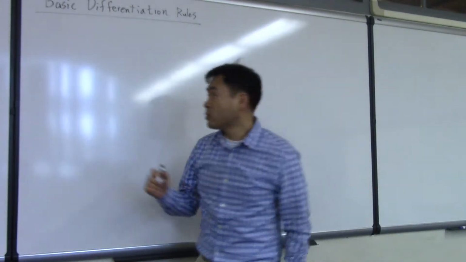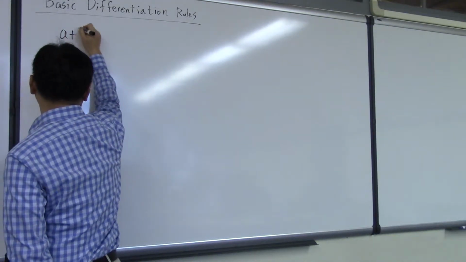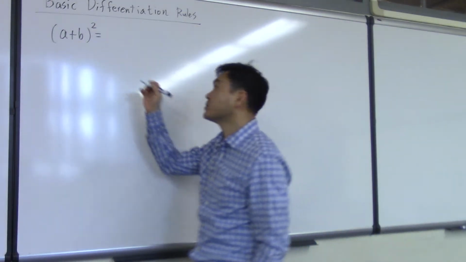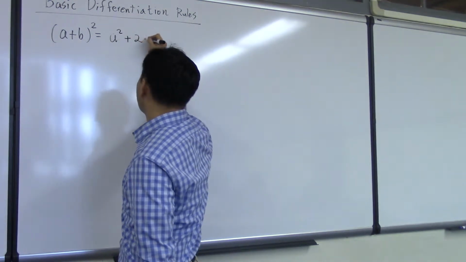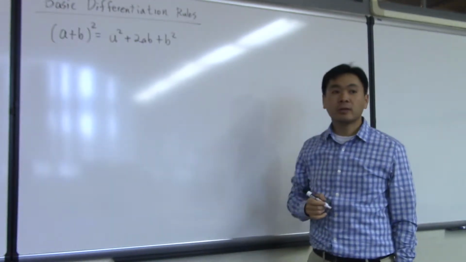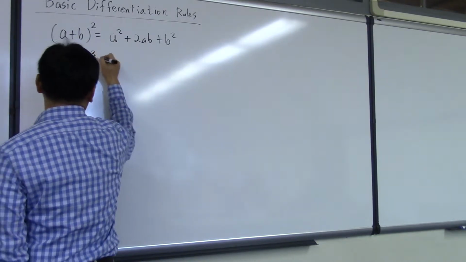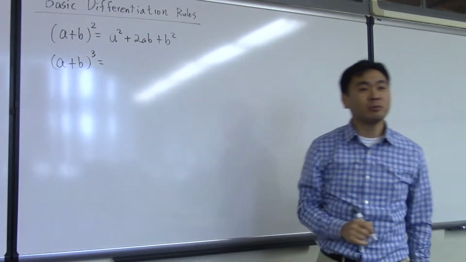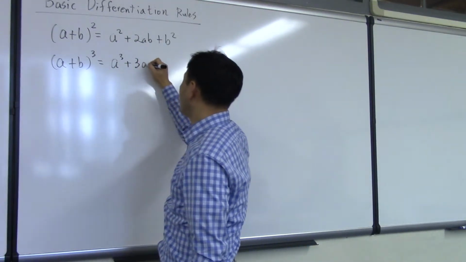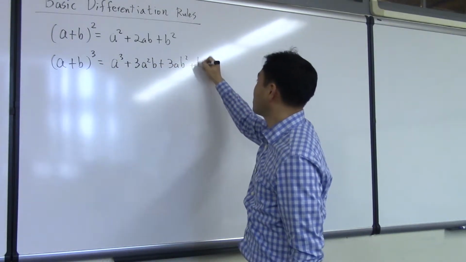I want to begin by asking you if you know what is a plus b squared. A squared plus 2ab plus b squared, right? How about a plus b cubed? Does anyone remember this? A cubed, 3a squared b, 3ab squared plus b cubed.